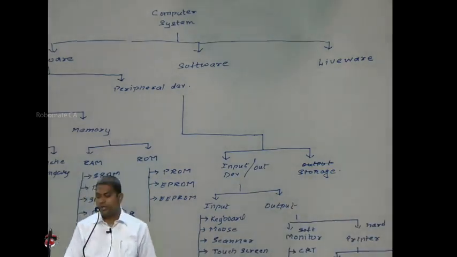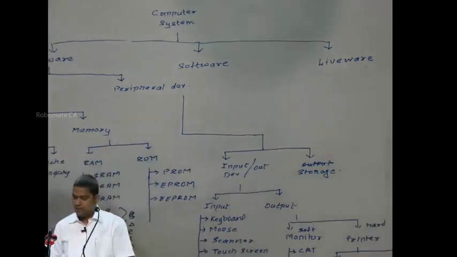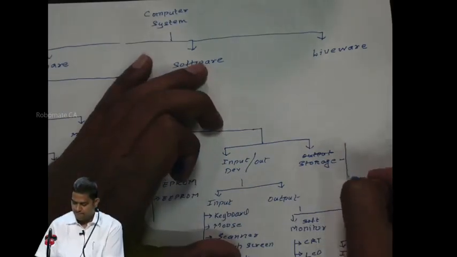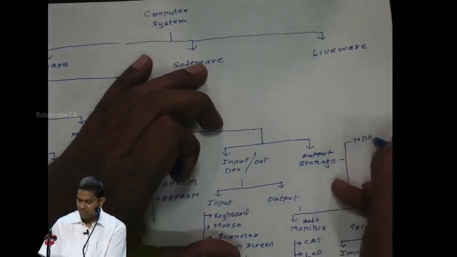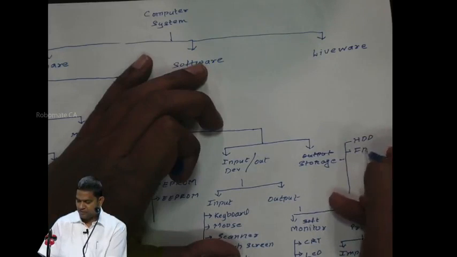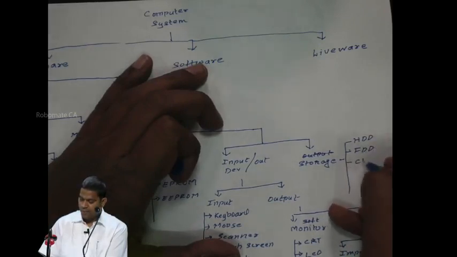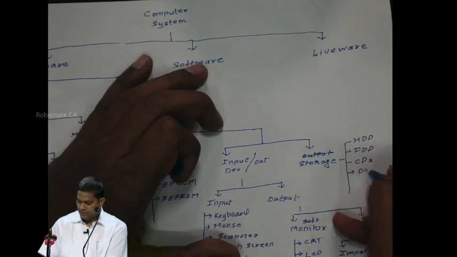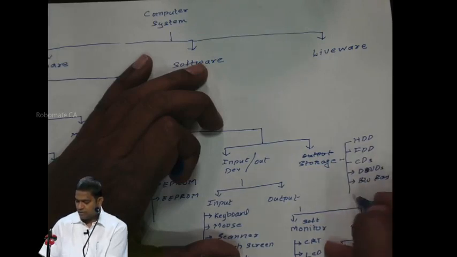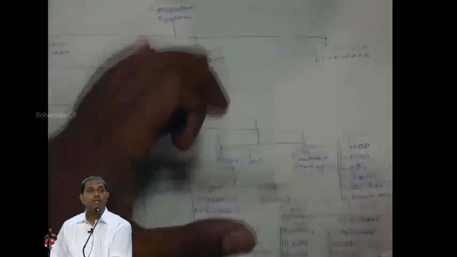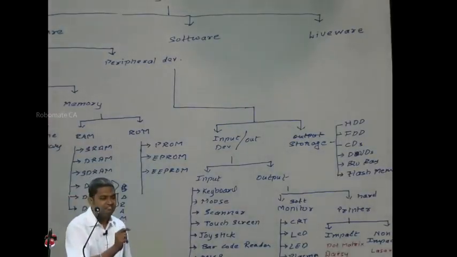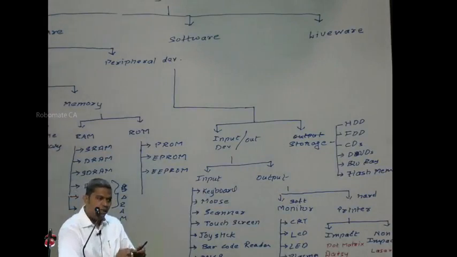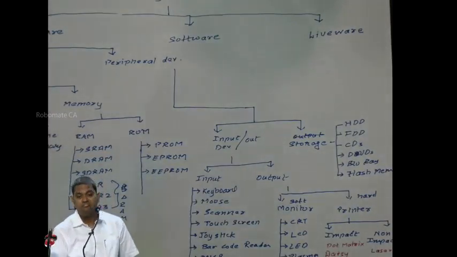Okay. Then we have the storage part. What are the different types of storage devices? We have number one, the hard disk drive, then floppy disk drive, compact disk, DVDs, Blu-ray disc. Don't call it a pen drive, it is called flash memory. When this flash memory is connected with USB, it is called a pen drive. It is actually flash memory.